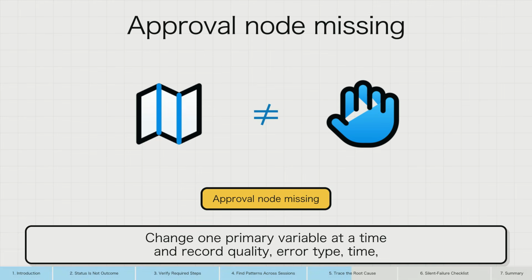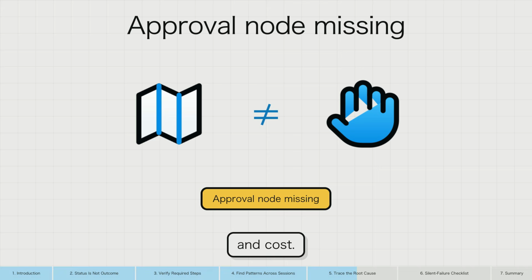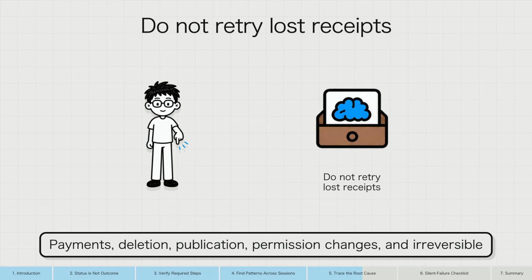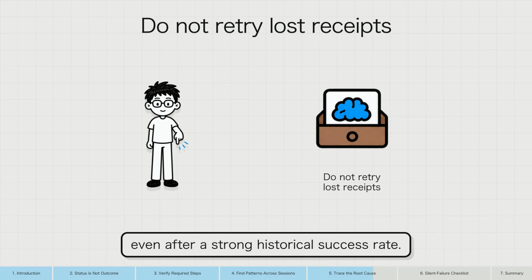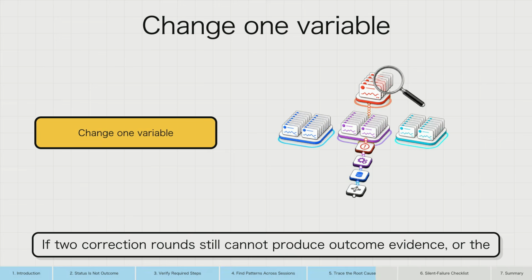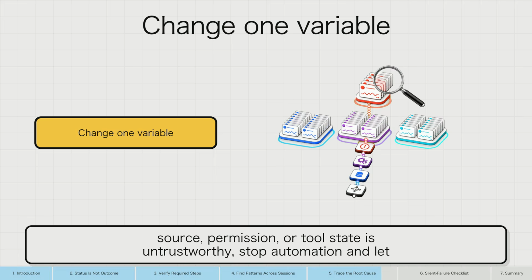Change one primary variable at a time and record quality, error type, time, and cost. One impressive success is not stable reproduction. Payments, deletion, publication, permission changes, and irreversible actions still need human approval and idempotency checks before execution, even after a strong historical success rate. If 2 correction rounds still cannot produce outcome evidence, or the source, permission, or tool state is untrustworthy, stop automation and let a human decide.